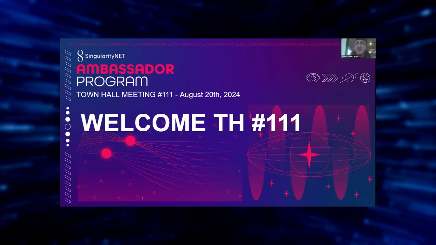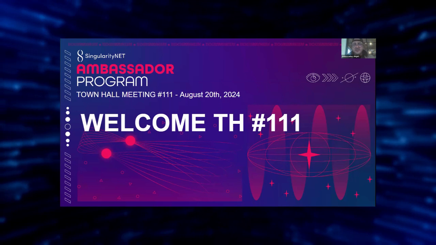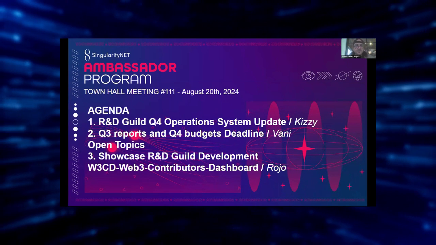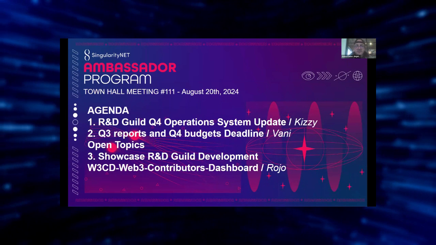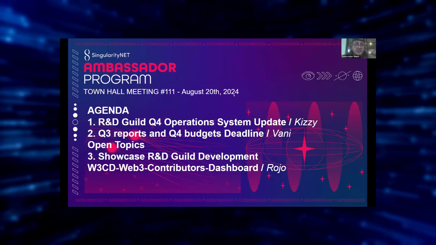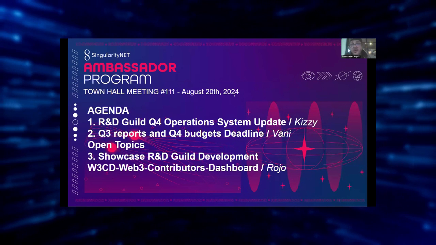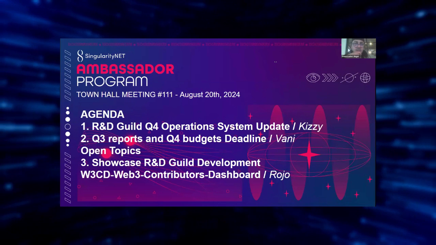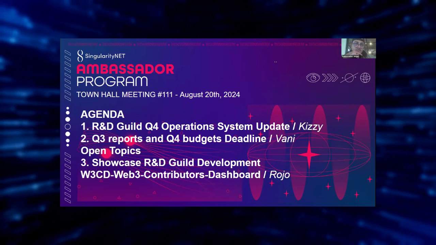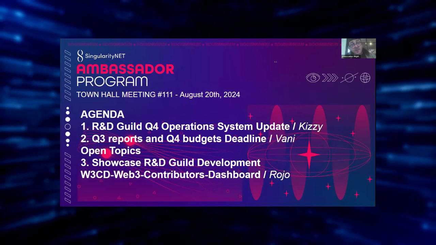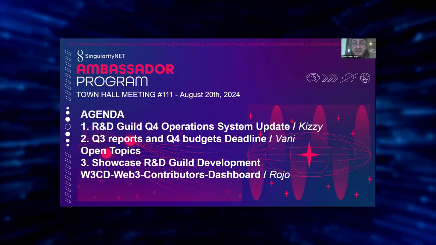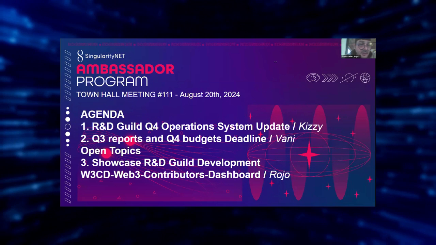I'm sharing my screen. Next slide. This is the agenda for today. We're going to start with an R&D Guild new operation system update, so Kisi is going to go for that one. Then Van is going to be jumping in with Q3 reports and the Q4 budget deadline upcoming in the next weeks.